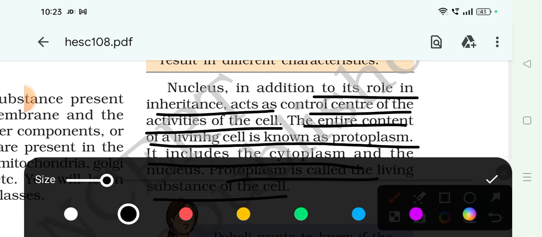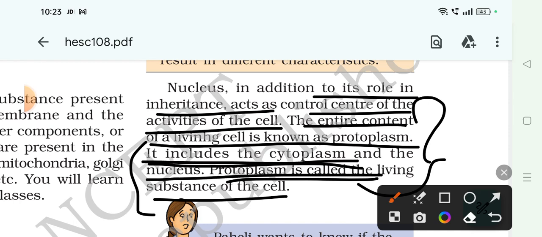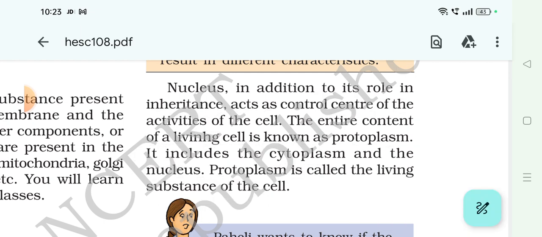So this part is very important. Now don't get confused between protoplasm and cytoplasm. Protoplasm is not a fluid present in the cell. It is just a name. It includes the cytoplasm and the nucleus. Protoplasm is called the living substance of the cell. It is not just cytoplasm only.